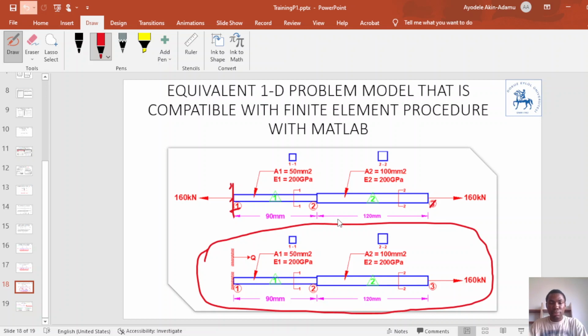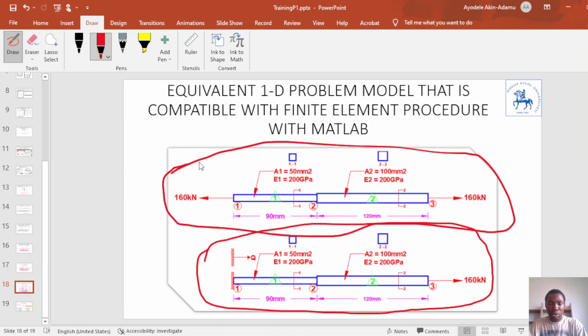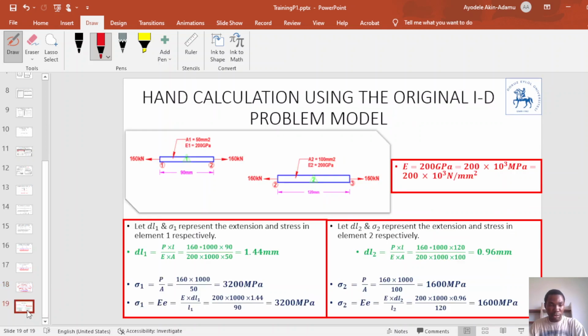In my next slide, I'm going to solve the original problem given to us by hand calculation. I'm going to solve this problem without boundary condition by hand calculation. And at the end of this video, we are going to compare the hand calculation results with our finite element solution. So I'm going to the next slide now.